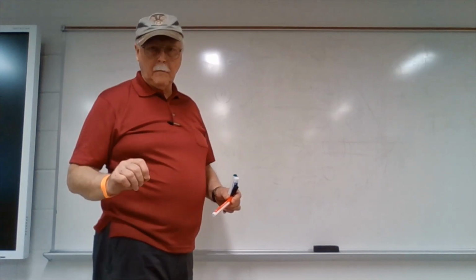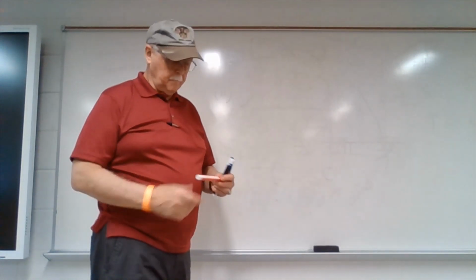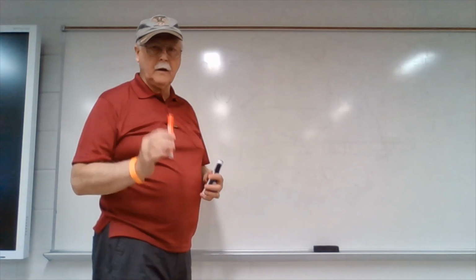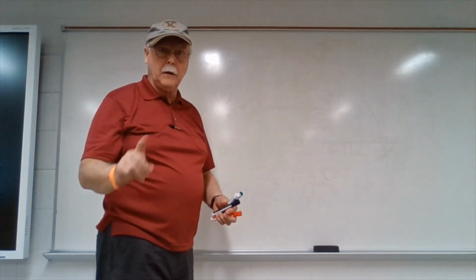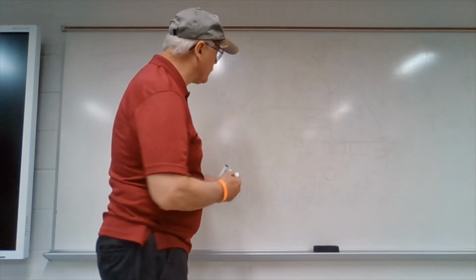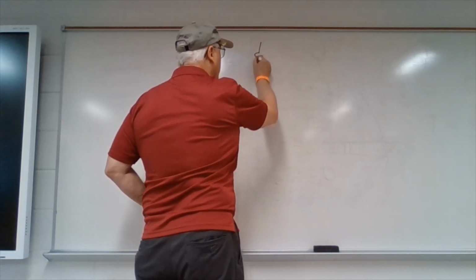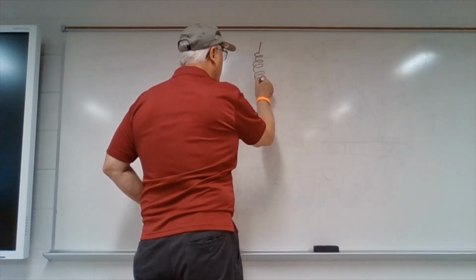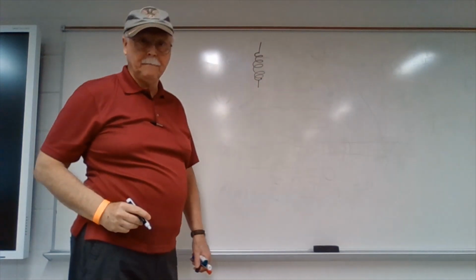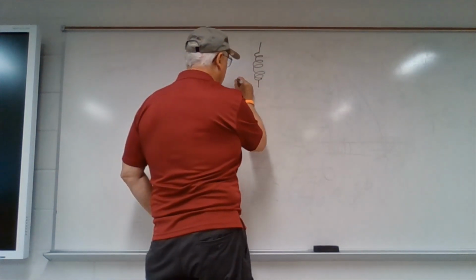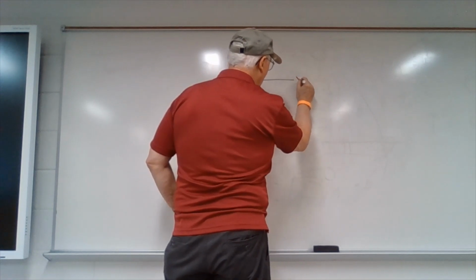Okay, welcome back. Part two of the experiment. Now, I'm going to try and explain this very carefully because this is a common source of error with students. So the first thing I'm going to do is draw a spring. It's got no load on it. So we're going to call this Y0.